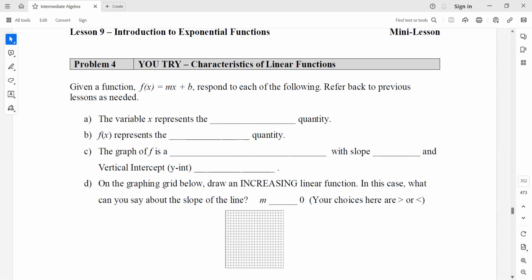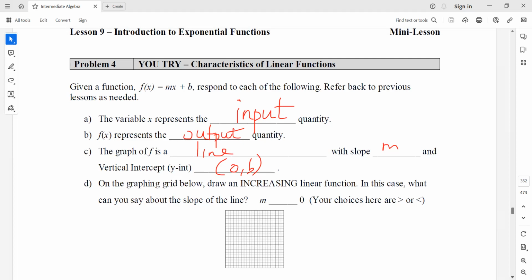Given the function f of x equals mx plus b, and this is a linear function, respond to each of the following. Refer back to the previous lessons as needed. So f of x equals mx plus b. What is x? X is the input. Remember, this would also be on the final. F of x represents the output. The graph of f is a line with a slope m and vertical intercept b. And this is from lesson 1 and lesson 4.